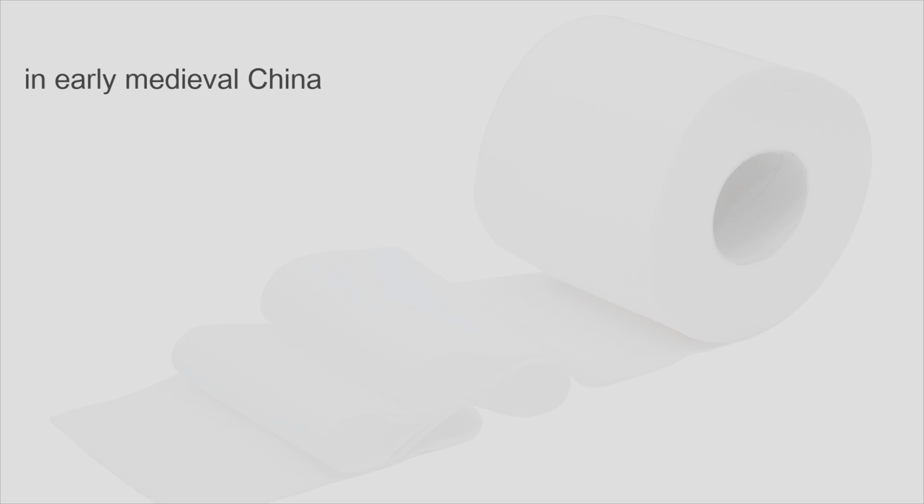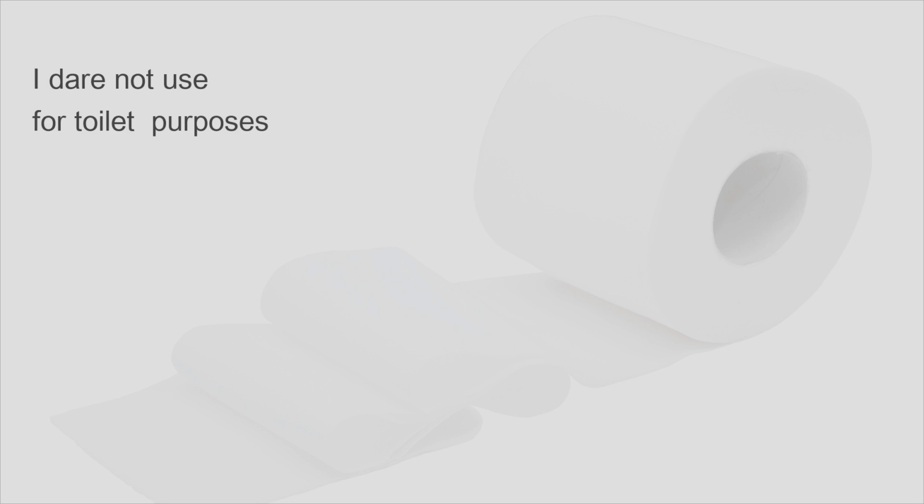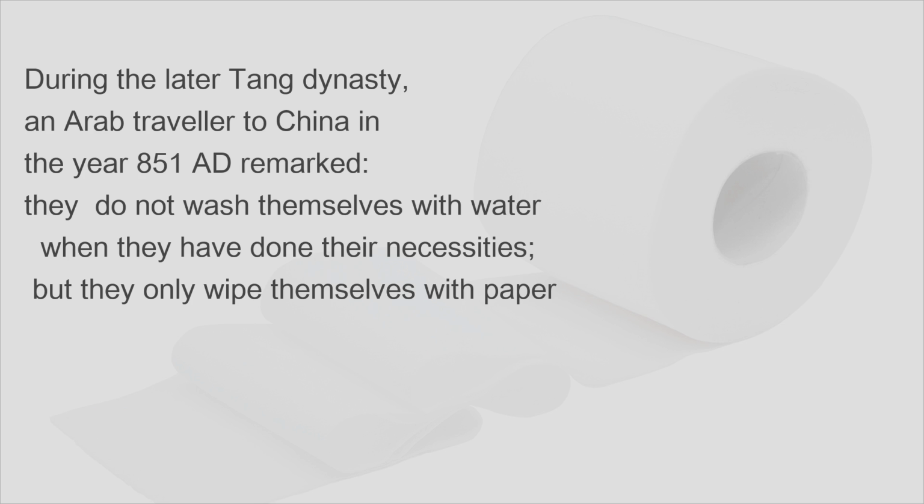In early medieval China, in 589 AD, the scholar official Yan Zichui wrote about the use of toilet paper: "Paper on which there are quotations or commentaries from the 5 classics or the names of sages, I dare not use for toilet purposes." During the later Tang dynasty, an Arab traveler to China in the year 851 AD remarked, "They do not wash themselves with water when they have done their necessities, but they only wipe themselves with paper."